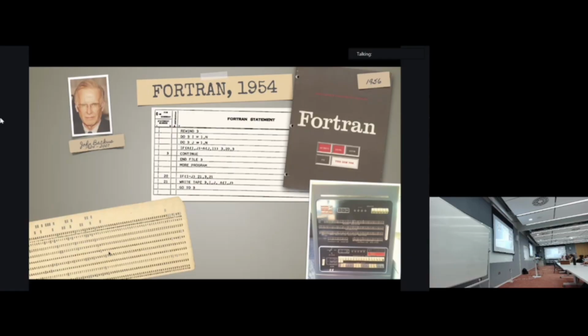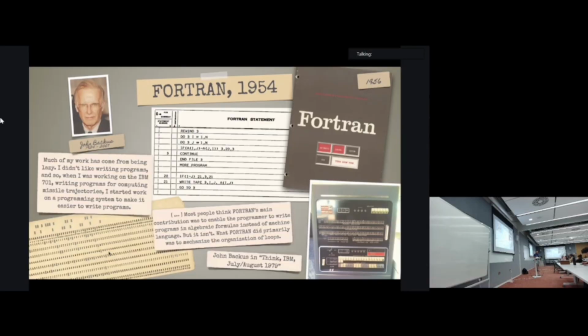So the code looks like this. You've got things like rewind, so you're still playing with tapes. You have things like loops, you have assignment of variables, and so on and so on and so on. Okay, so why are we here?